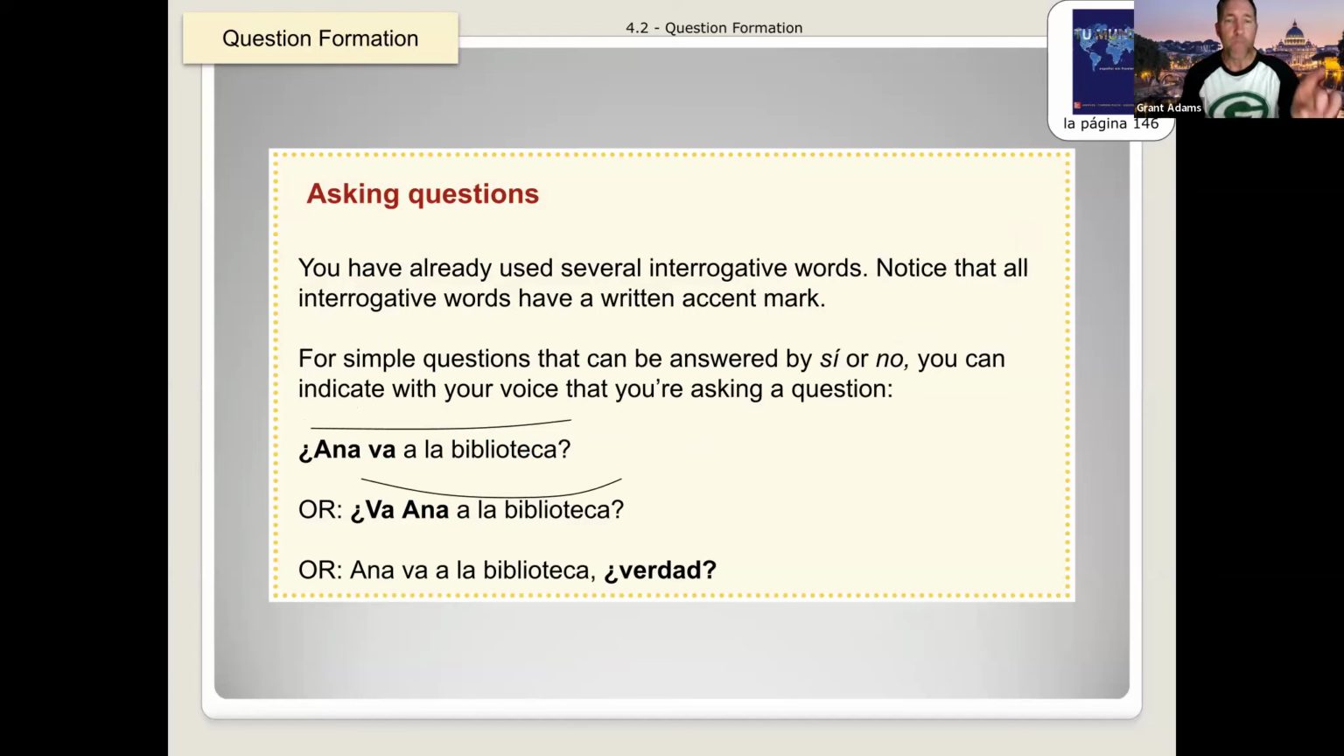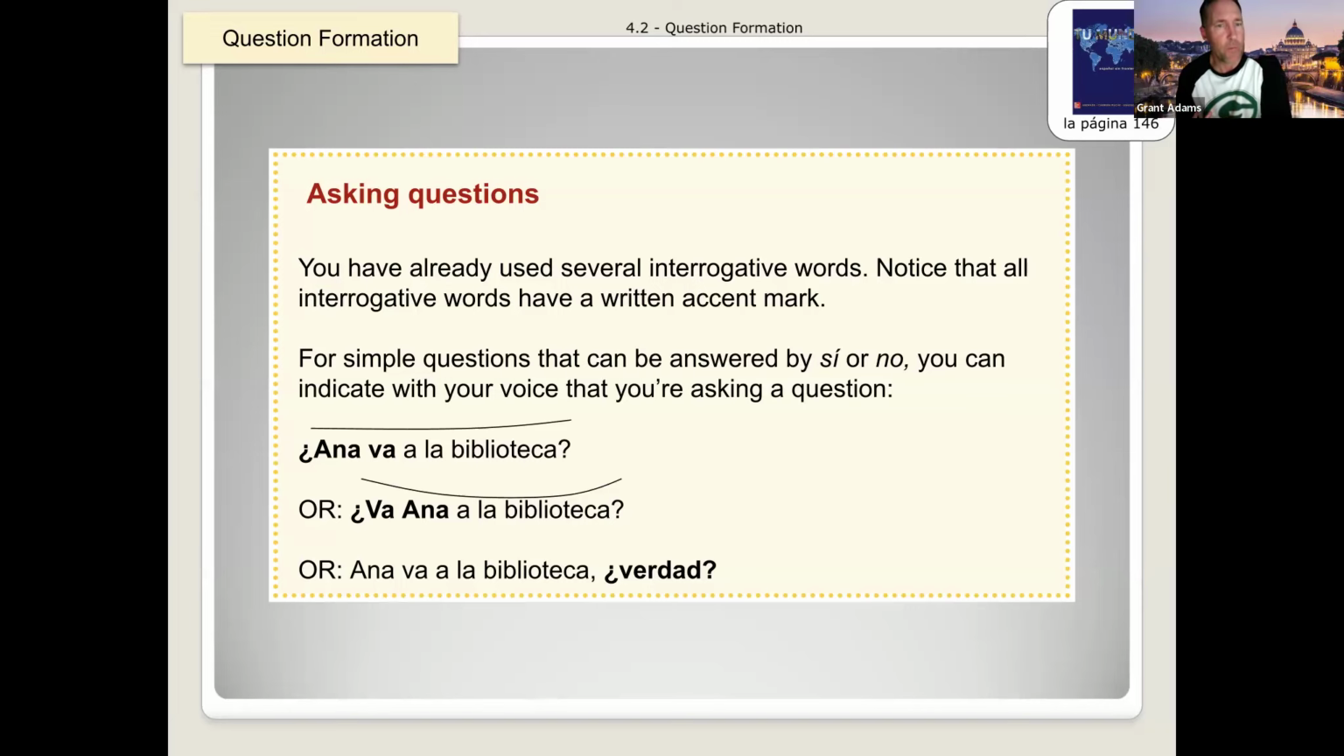So, Ana va a la biblioteca. Now, notice this little crescendo, if you know music, goes up. Ana va a la biblioteca. You can ask it like that, almost like an inquisitive, like, oh, Ana goes to the library? Yes, she does. Or va Ana a la biblioteca? Does Ana go to the library? Yes, she does. Ana va a la biblioteca, ¿verdad? Ana goes to the library, right? Yes, she does.